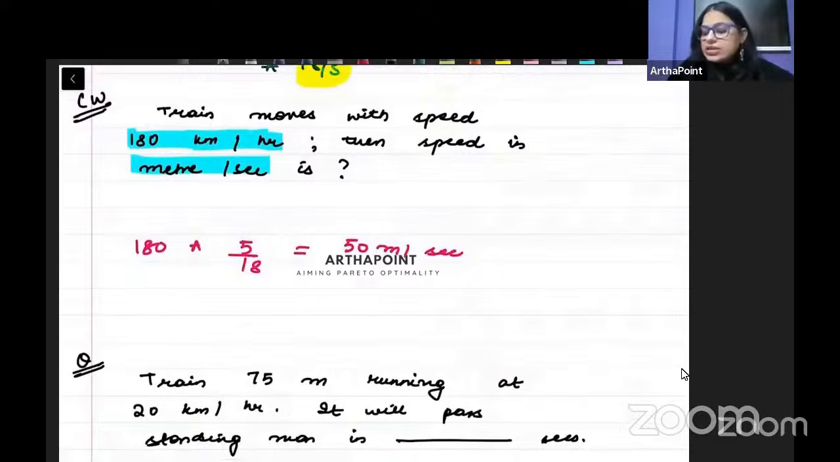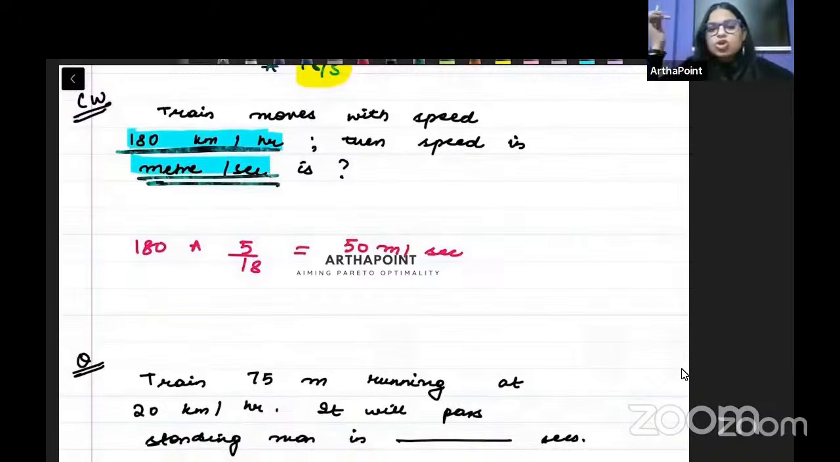Look at the first question. It says a train is moving at the speed of 180 kilometer per hour. Then the speed in meter per second is? As I told you, to convert into meter per second, I need to multiply it with 5 by 18. When I multiply it with 5 by 18, I get the answer as 50 meter per second.